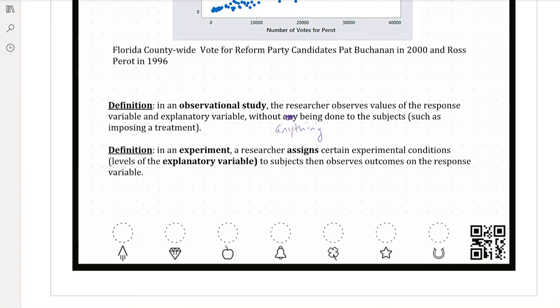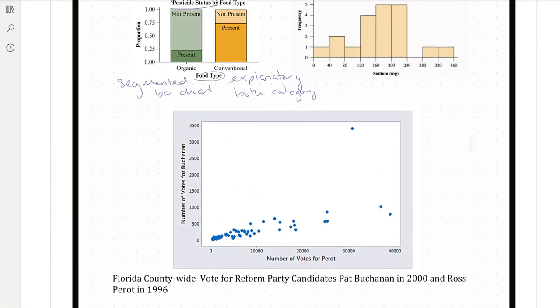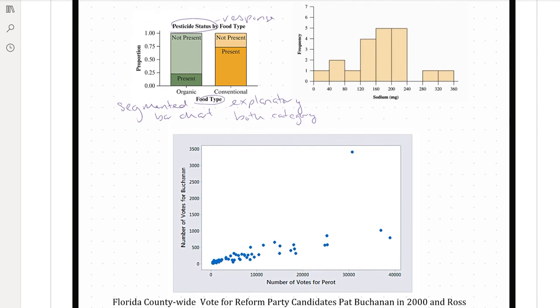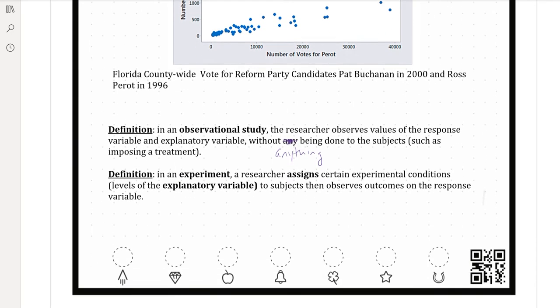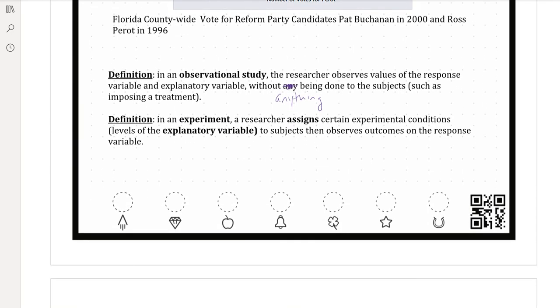In our previous class, we looked at describing both quantitative variables with plots and categorical variables with plots. Sometimes we had two variables and sometimes we had only one. Now we are going to look at different types of studies and sampling.